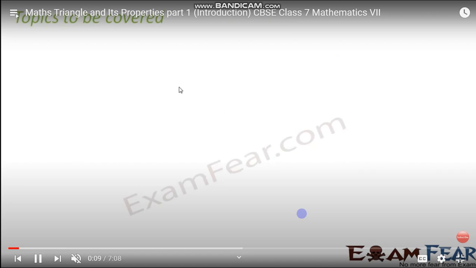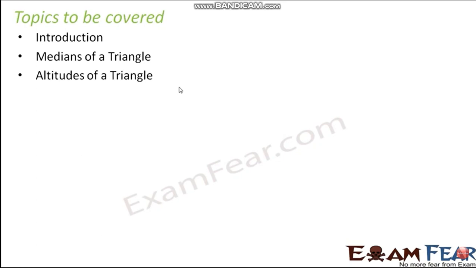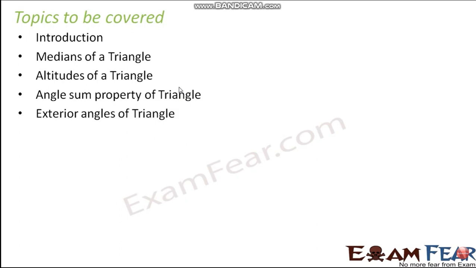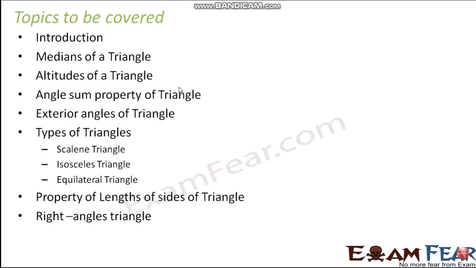So dear students, the topics to be covered in this lesson are introduction, medians of the triangle, altitudes of a triangle, and then some properties of a triangle, the property of the exterior angle of a triangle, and types of triangles: scalene triangle, isosceles triangle, and equilateral triangle. The property of the lengths of the sides of a triangle, the right angle triangle and Pythagoras theorem.